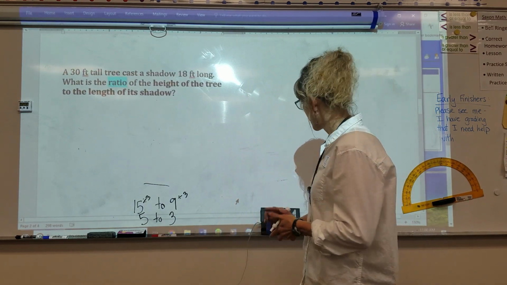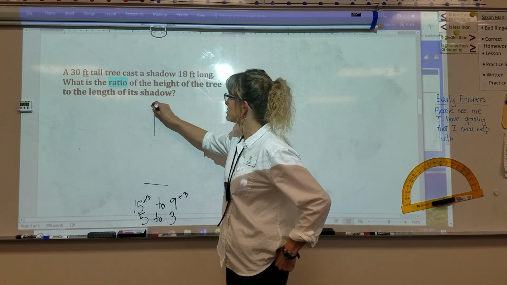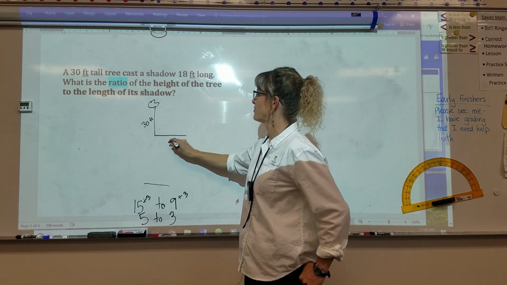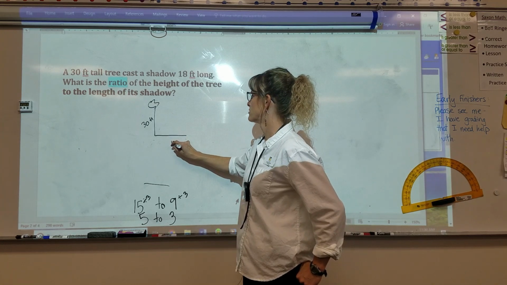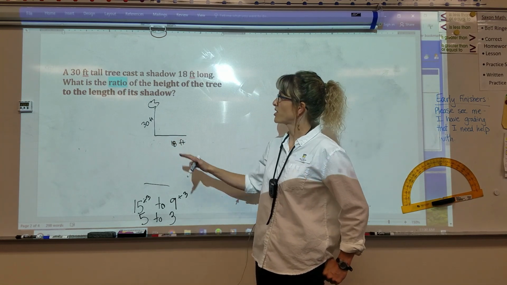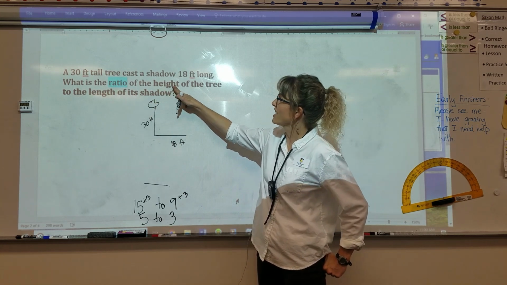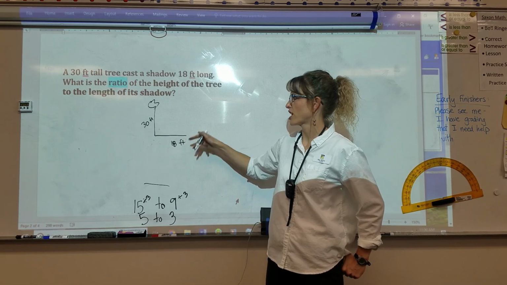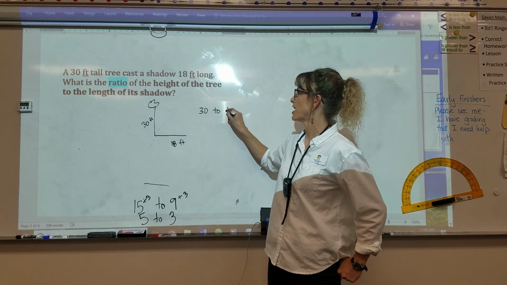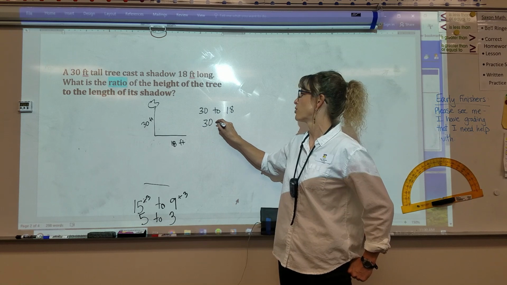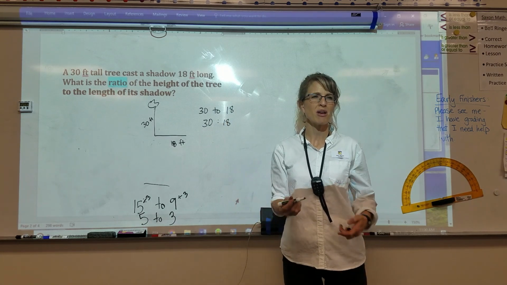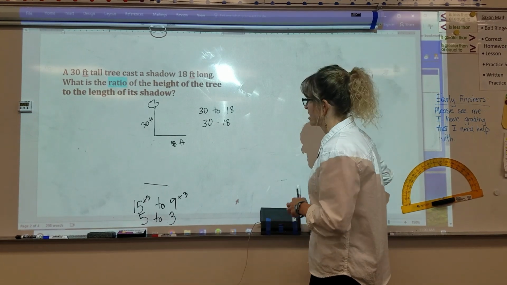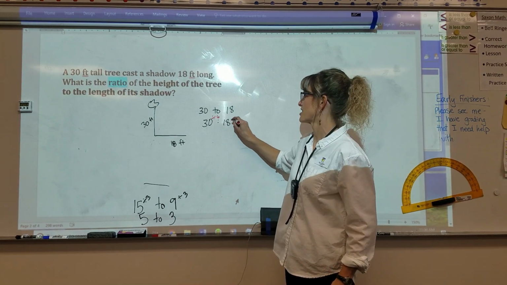So we've got a few more like that. A 30-foot tree casts a shadow 18 feet long. Whoa. 18 feet. The question: what's the ratio of height to length of its shadow? So the ratio of height to the length of a shadow, I say, is 30 to 18, or 30:18, but I need to reduce. What's my greatest common factor here? 6, he says. I think he's right. Let's divide out a 6.